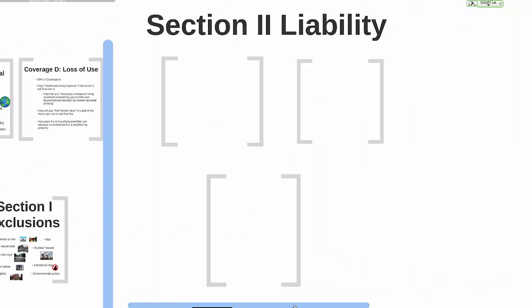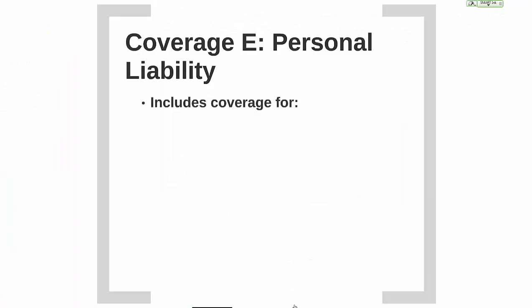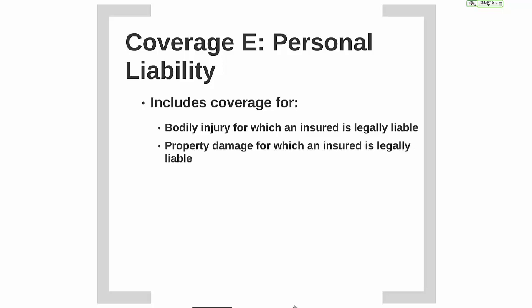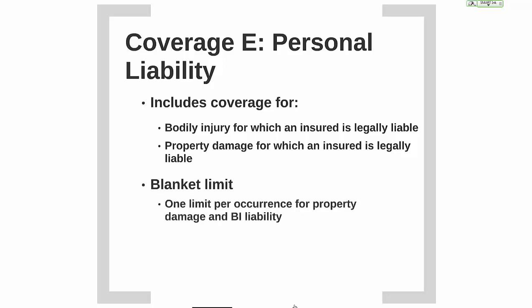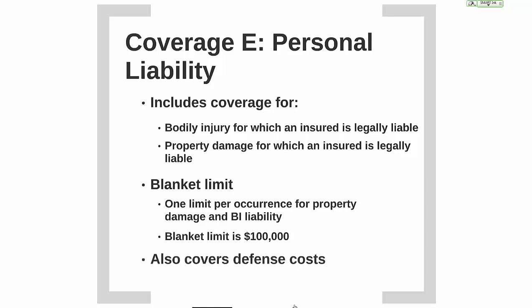Now let's look at Section 2, the liability section, which includes Coverage E, personal liability, Coverage F, medical payments, and also the Section 2 exclusions. Coverage E includes coverage for bodily injury for which an insured is legally liable, and property damage for which an insured is legally liable. Coverage E typically has a blanket limit, which is one limit per occurrence for property damage and bodily injury liability. We'll talk about split limits when we get to personal auto insurance, which typically do have split limits. The blanket limit is typically $100,000 but can be increased. It also covers defense costs.